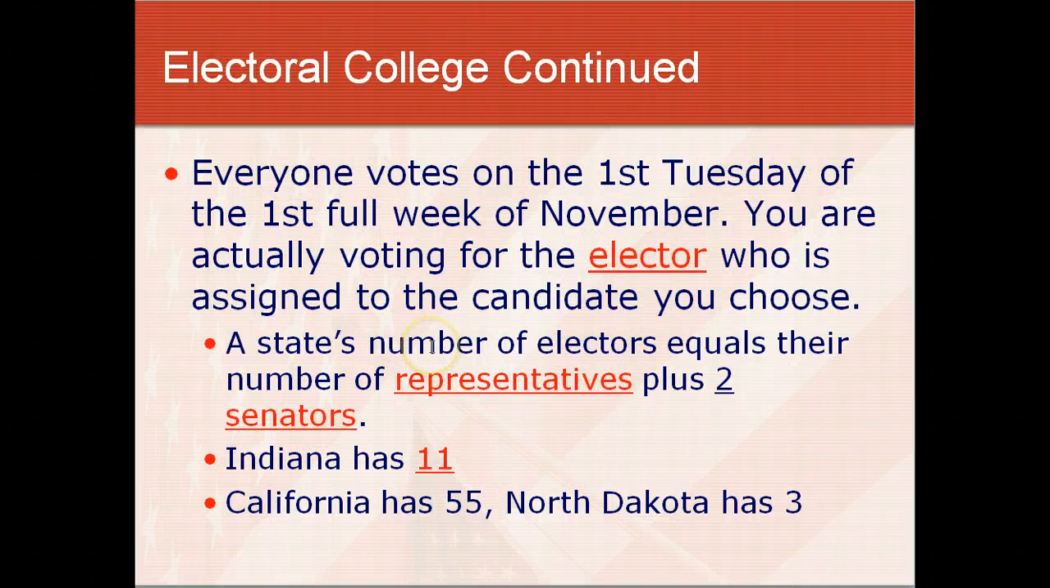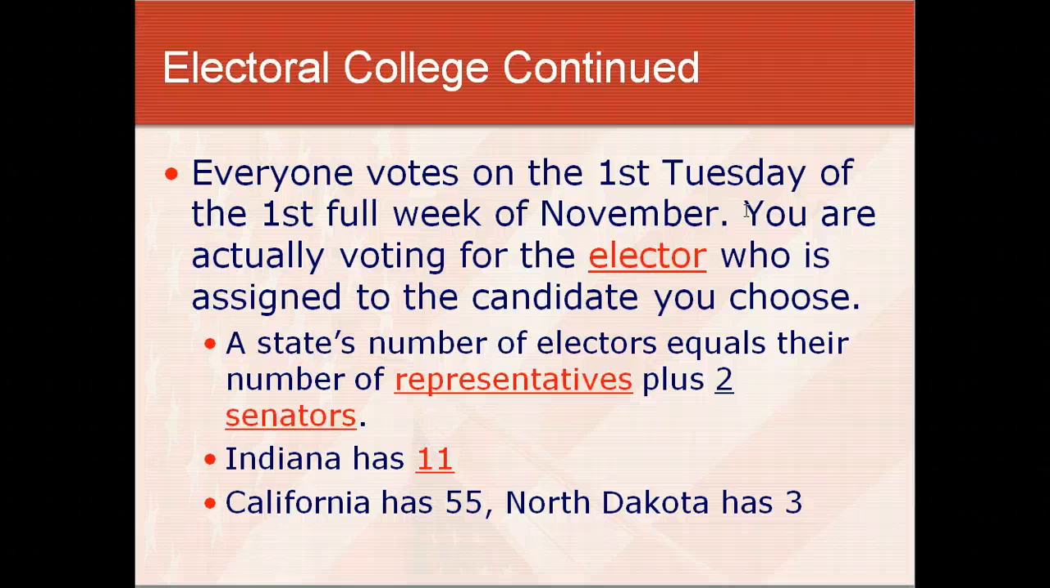So, for the Electoral College stage, everyone gets to give their popular vote on the first Tuesday of the first full week in November. But you're actually not voting for the candidate. You're voting for the elector who's going to be assigned to the candidate you choose.